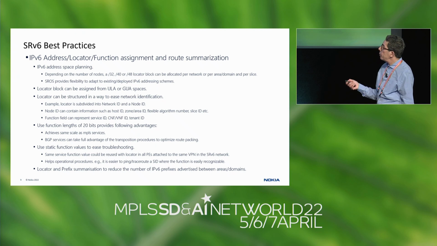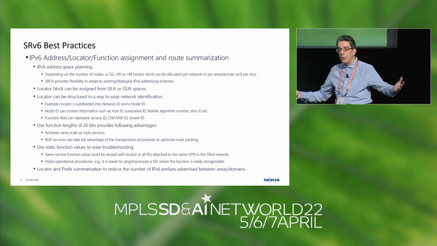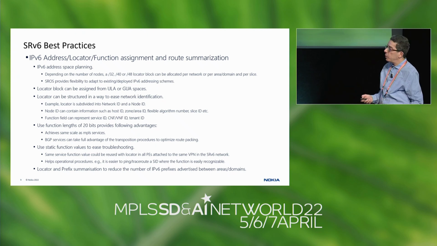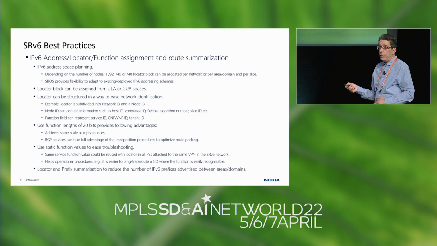Basically, in terms of address locator and function assignment, we know that depending on the number of nodes you have to cover in that SRv6 domain, you can use a /32, /40, or /48 for the locator block. And you can assign them per network, per area, domain, or slice. So it depends on the use case. You can have a very wide or large network, or you can have separate locators used in different parts of the network. The locator block can be assigned from unique local addresses if it's a closed or private network, or it can be taken from the global unicast address space.